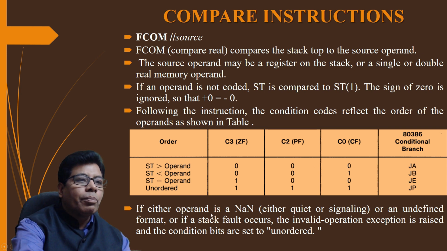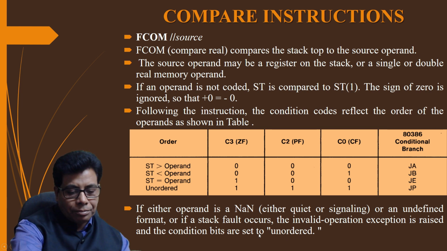Now if either operand is NaN, that is nothing but not a number, either quiet or signaling, or an undefined format, or if stack fault occurs, then an invalid operation exception is raised and the condition bits are set to unordered. So that is the meaning of unordered.